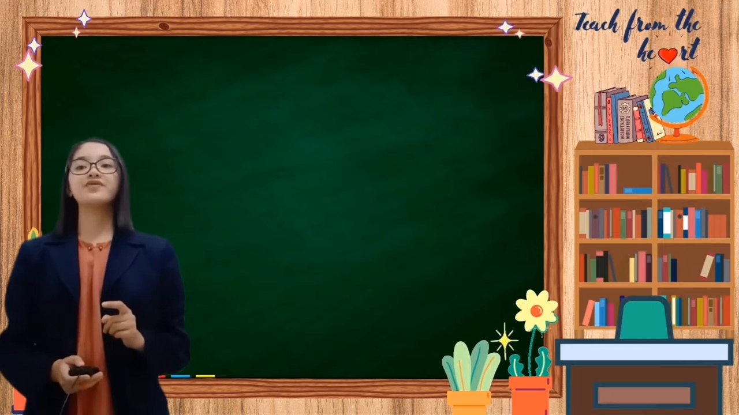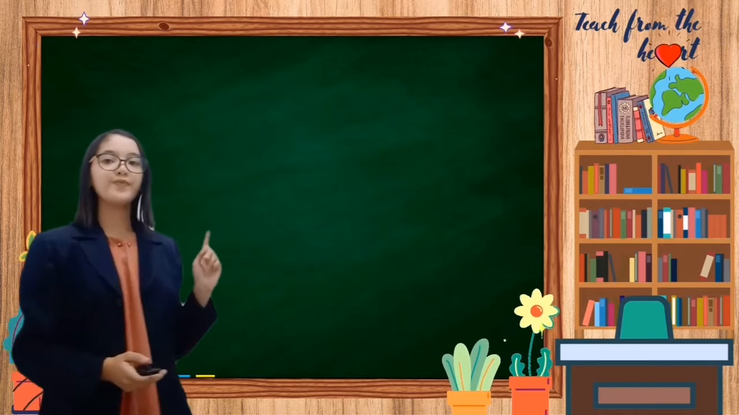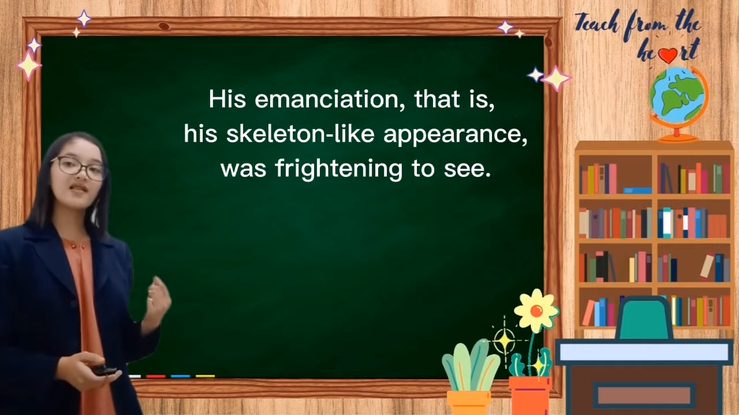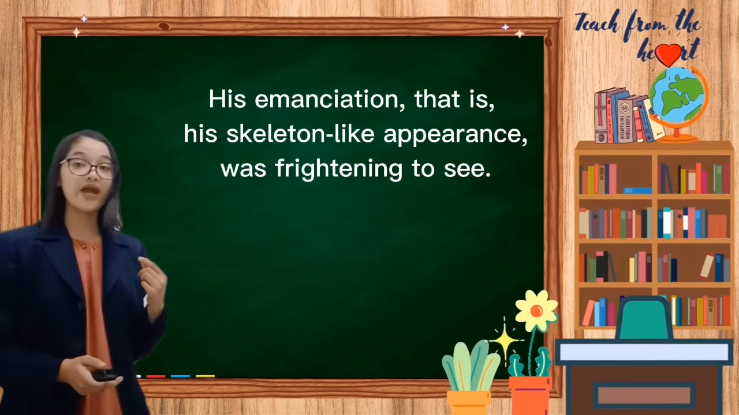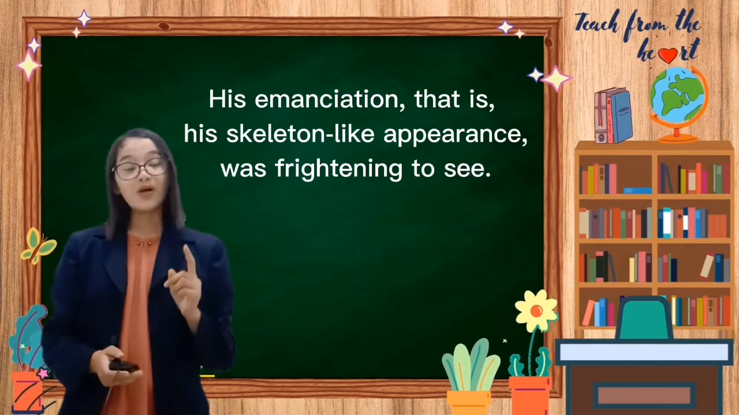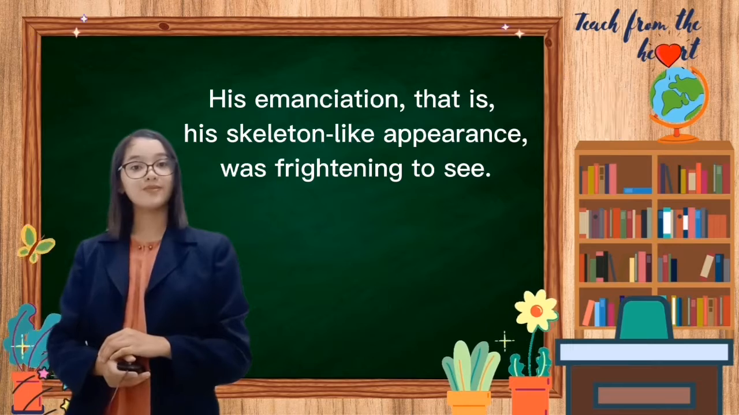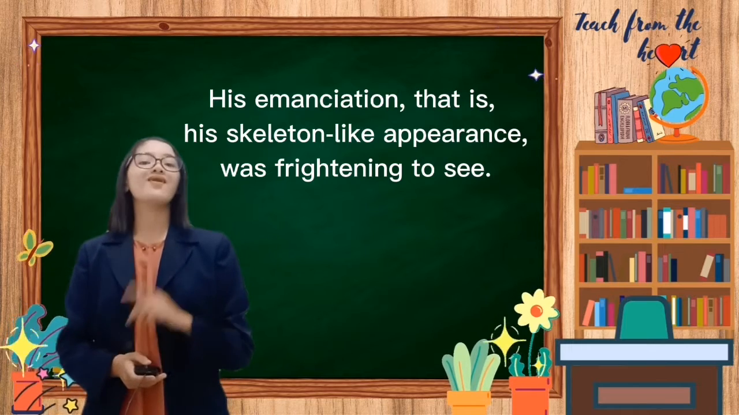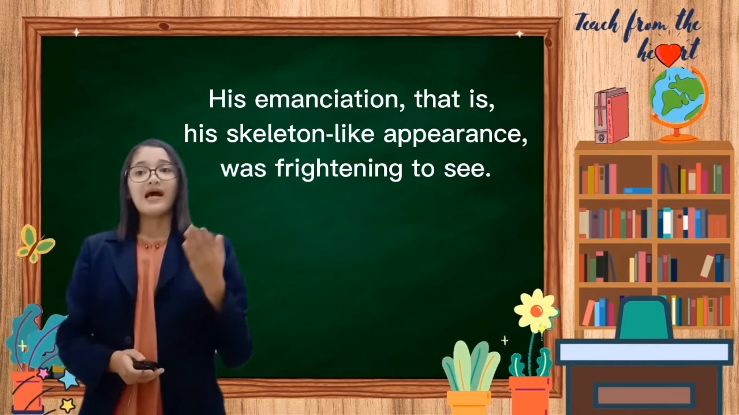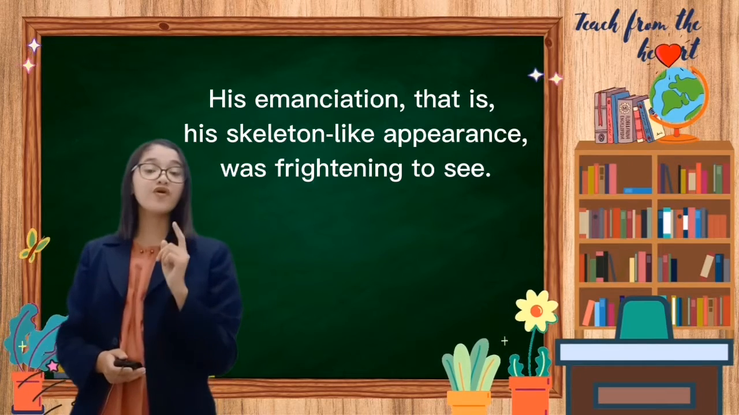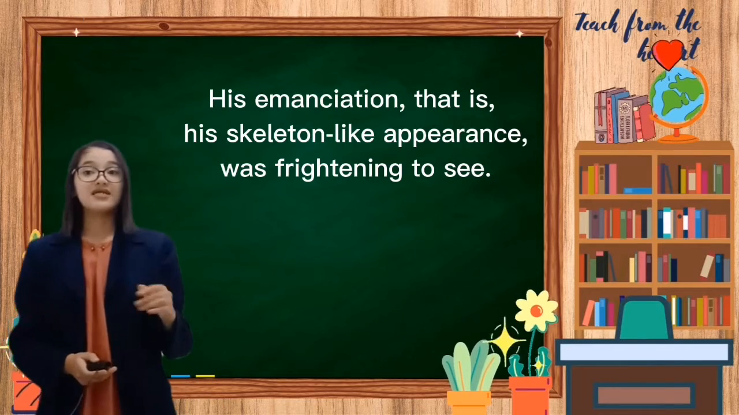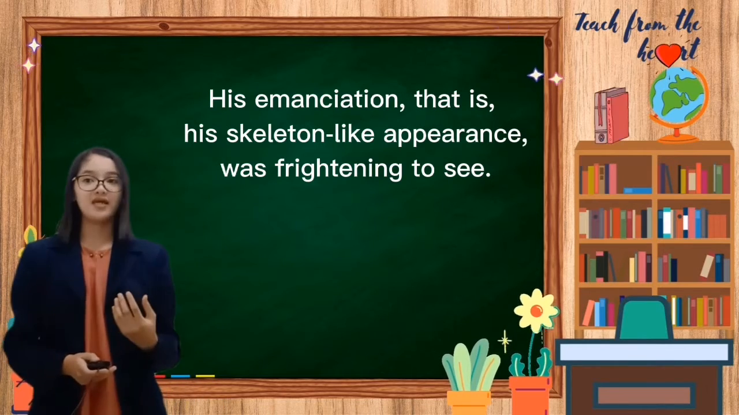Now, let's try. Now try to answer. His emaciation, that is, his skeleton-like appearance, was frightening to see. What does emaciation mean? Emaciation is a skeleton-like appearance. As easy as that, but have you noticed the hint? The clue in the text is the comma restating the meaning.